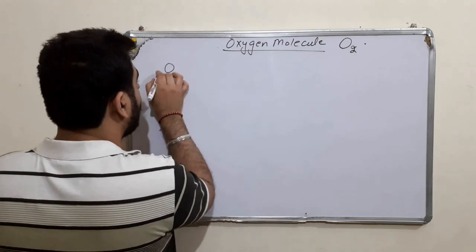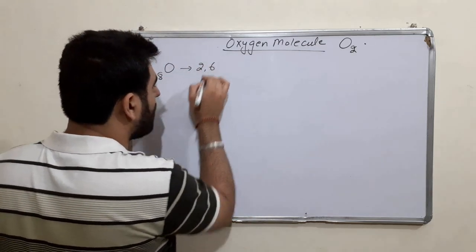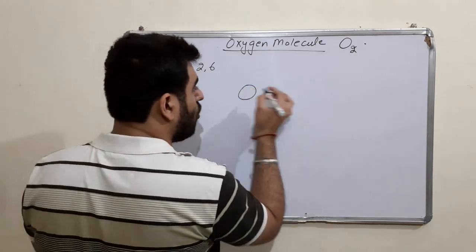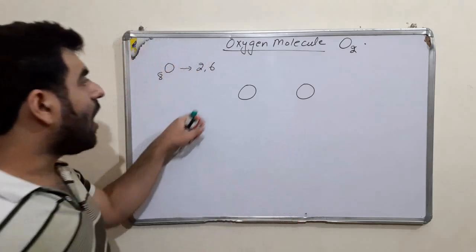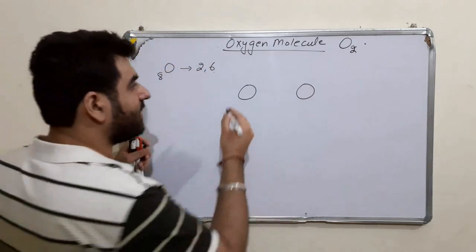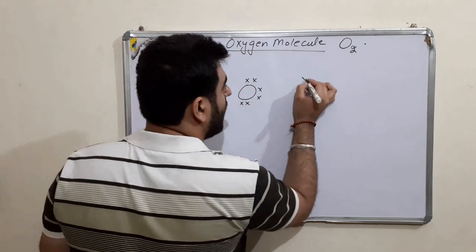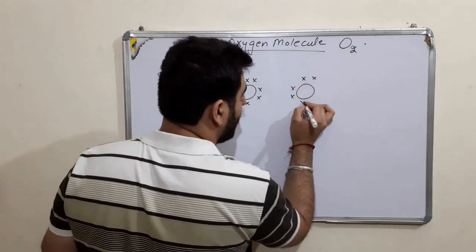The step is the same. For oxygen, we'll have to write down the electronic configuration 2, 6. And there are 2 oxygen atoms available. So O and O. How many valence electrons? 6. Let us make 6. 1, 2, 3, 4, 5, 6.